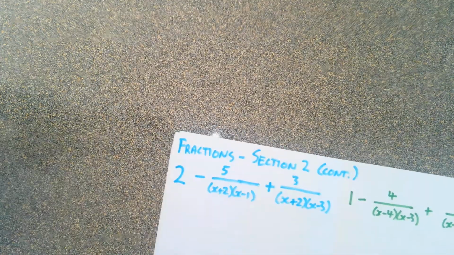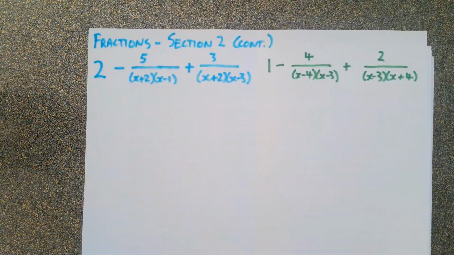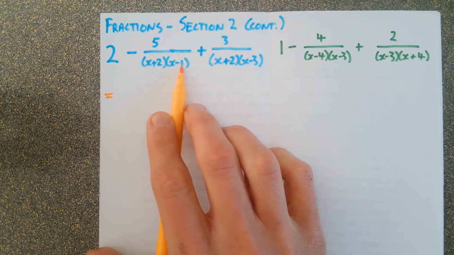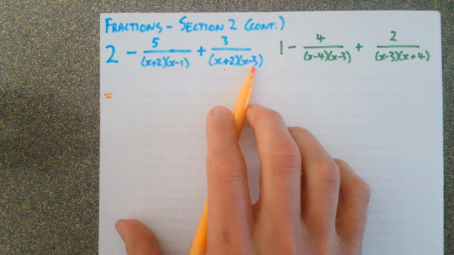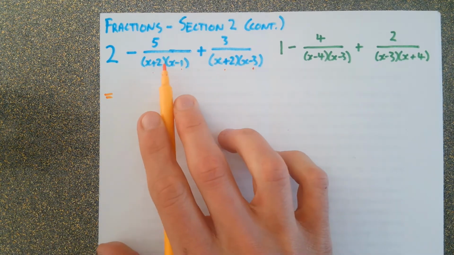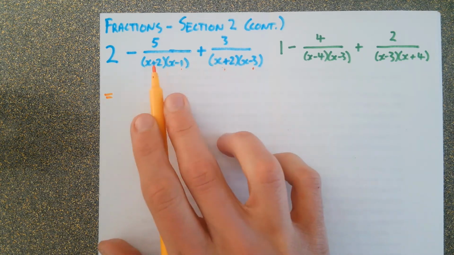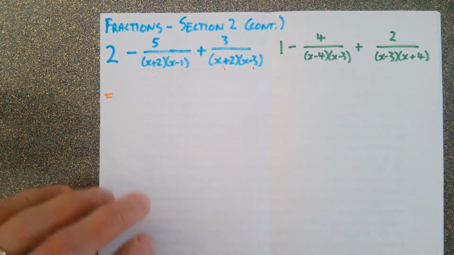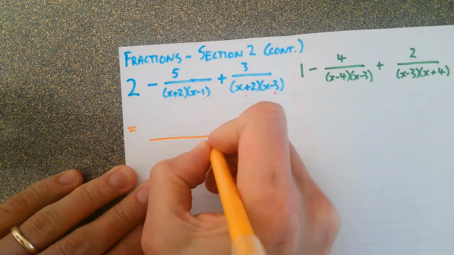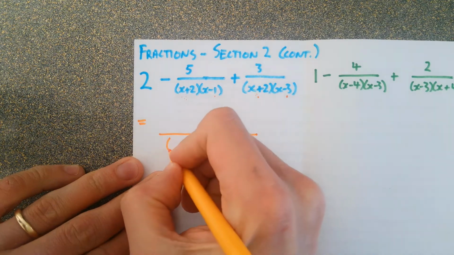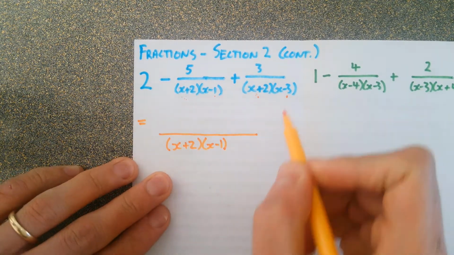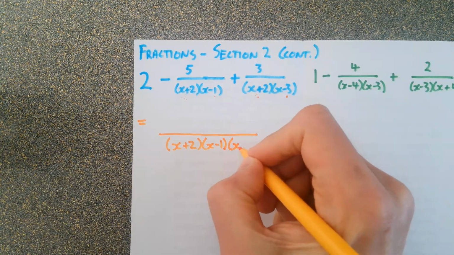Okay, the last example then is the biggie. So again, we need to think really carefully about what our common denominator is going to be. We've got x plus 2, x minus 1, x plus 2 and x minus 3. Now these have a common factor, the x plus 2. So we don't need to multiply these two together to get an x plus 2 squared. And in fact, what we should be able to do is get the whole thing over x plus 2, x minus 1, and then x minus 3.